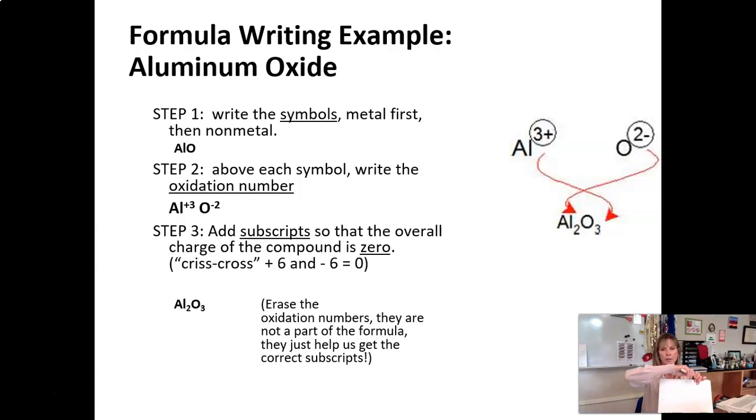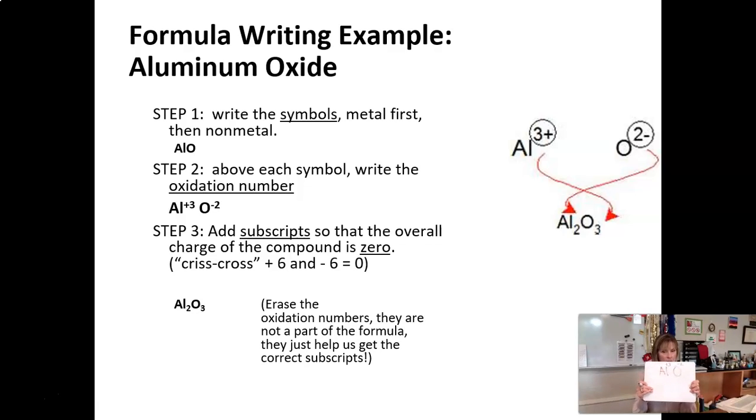Step number 1, write the symbols, metal first, then the nonmetal. So we have the name aluminum oxide. I'm going to write the symbol for aluminum and the symbol for oxygen. Above each symbol, you're going to write its oxidation number. Thank goodness we learned those rules. What's aluminum's oxidation number all the time? +3. What's oxygen's oxidation number all the time? -2. You learned those 2 rules.